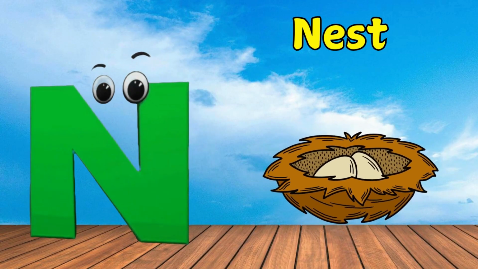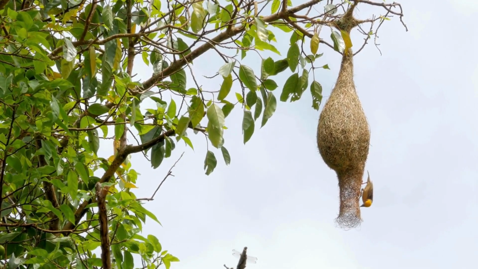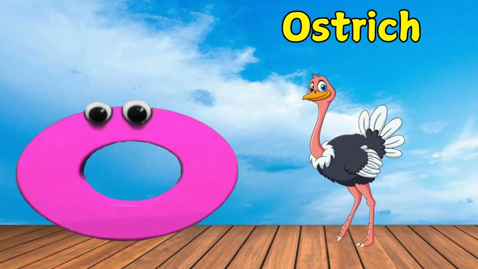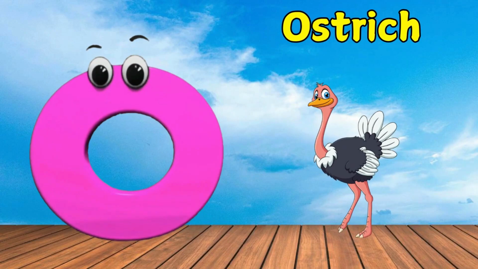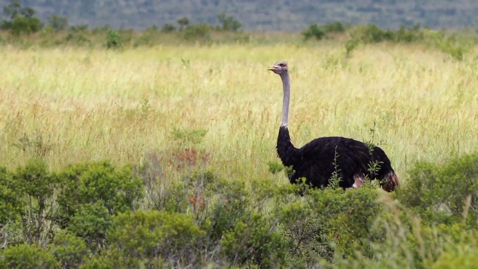N is for nest, N, N, nest. N is for nest, N, N, N. O is for ostrich, O, O, ostrich. O is for ostrich, O, O, O.